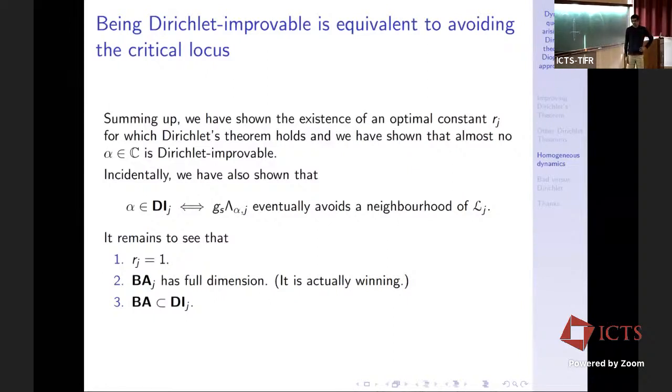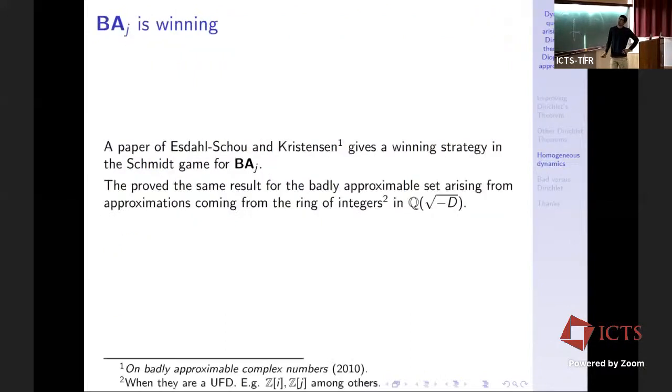What's remaining is that we need to show that this constant is 1, that badly approximable numbers Bj have full dimension, and that Bj is contained in Dij. So this will complete the exact analog of Davenport-Schmidt's theorem. Okay, so Bj is winning.